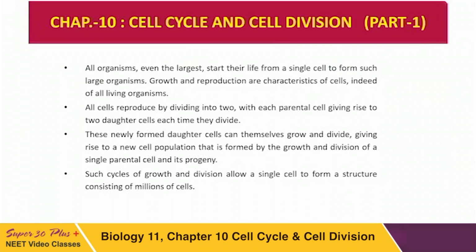Children, you know that all organisms, either the largest or the smallest one, are made up of a single cell or many cells, that is, they are derived from a single cell. Growth and reproduction are characteristics of the cell and are found in all living organisms. All cells reproduce by dividing into two. Each parental cell gives rise to two daughter cells each time they divide.